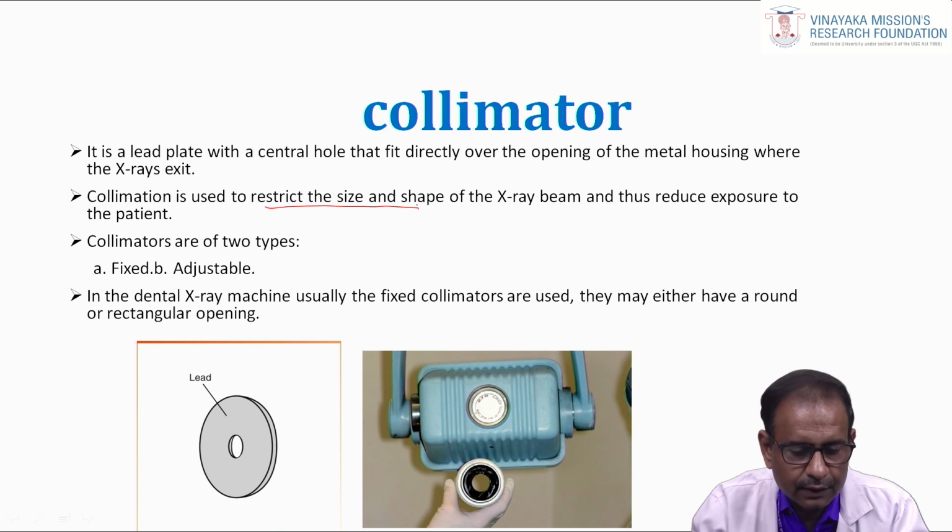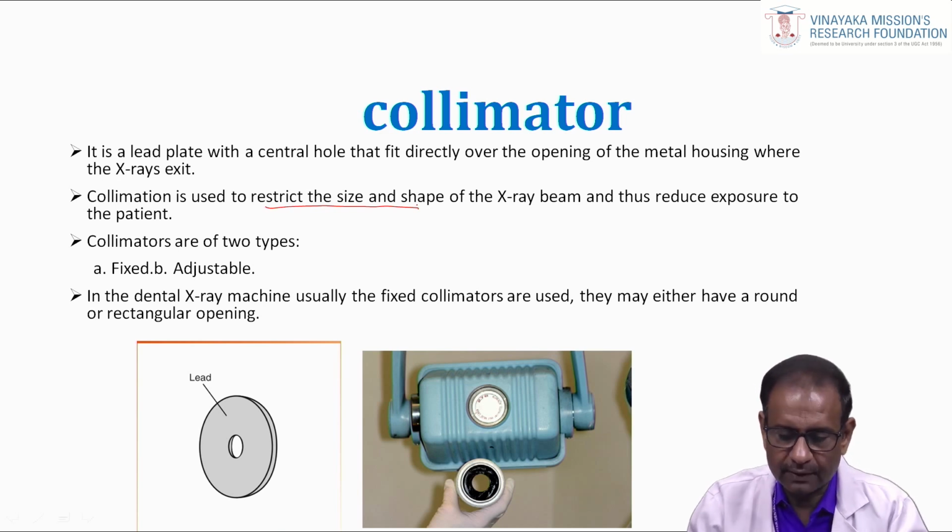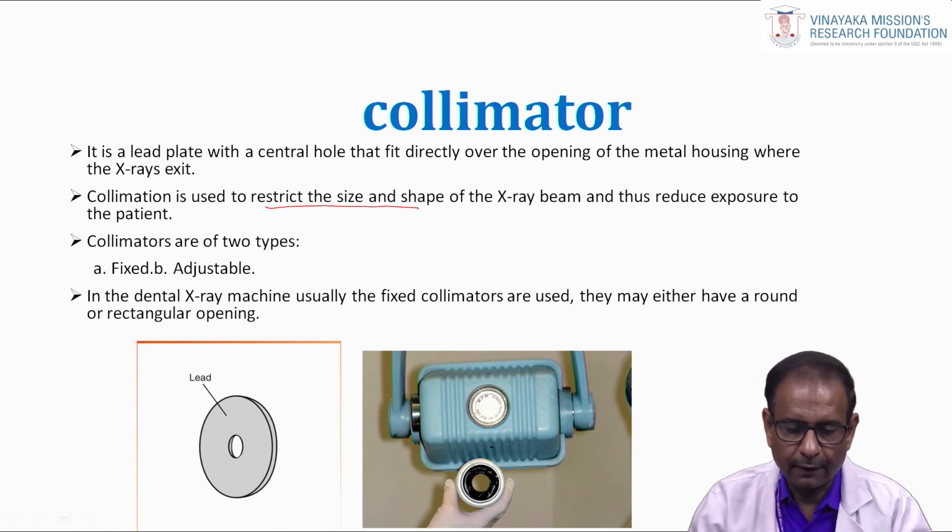The collimators are of two types, adjustable and fixed. In the dental X-ray machine, usually fixed collimators are used. They may have either a round or rectangular opening. These are all the collimators.